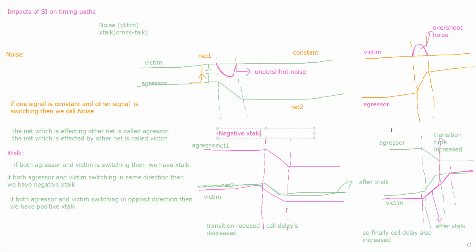And again here, if both nets are switching in the opposite direction, finally we are seeing cell delays increased. So positive crosstalk and negative crosstalk are classified based on your cell delays, not based on your switching direction. I think Ayesha, you understood, right? Yes, sir. So your crosstalk classification is based on your cell delays, not on the direction. So it's a negative crosstalk and it's a positive crosstalk.